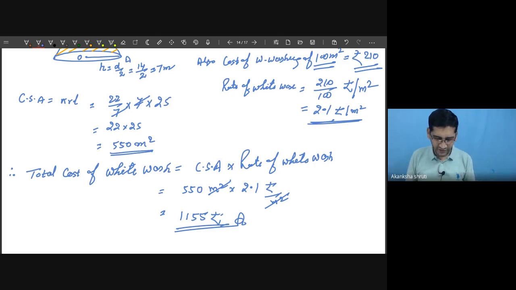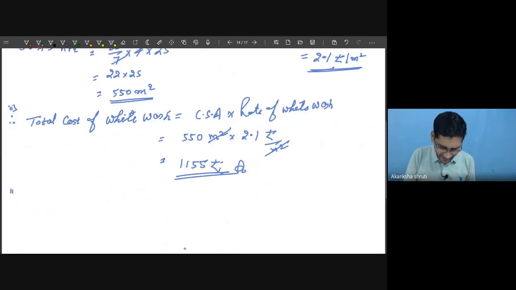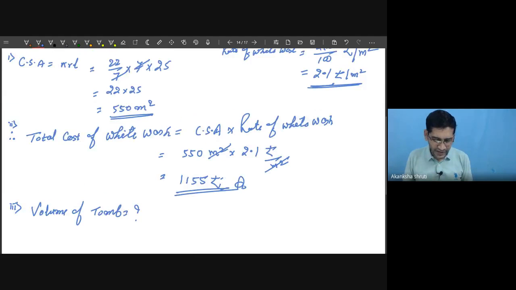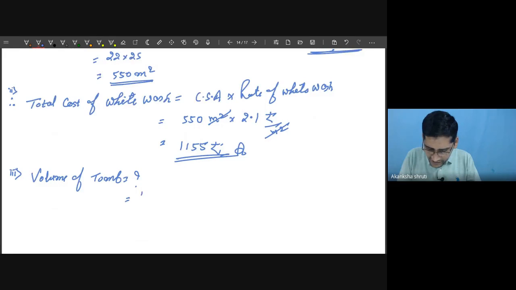Okay, students, it was this one. So the cost we have calculated. These were the two things we have calculated. Now the third one is the volume of the cone. Or the volume of the tomb is equal to what? So students, for calculating the volume, r square, very good. It is 1/3 of pi r square h.